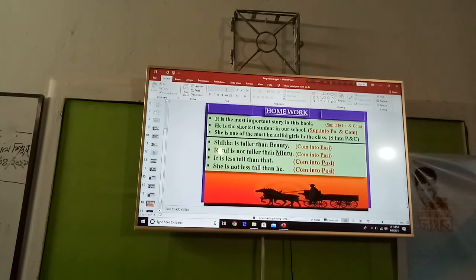Sikha is taller than Beauty. These sentences, that means these four sentences, are comparative sentences. You have to change them into positive sentences. You can never change these sentences into superlative sentences, as only "than" is used. Okay, so: Ratul is not taller than Mintu. Change the sentence into a positive sentence. He is less tall than that. Then, she is not less tall than he. Dear students, try to answer all the sentences here in the comparative form and you have to change them into positive sentences.